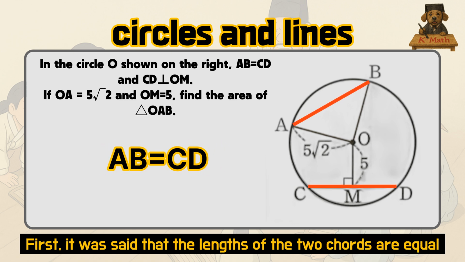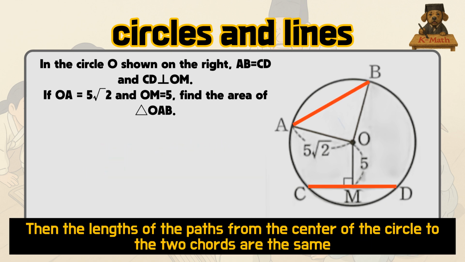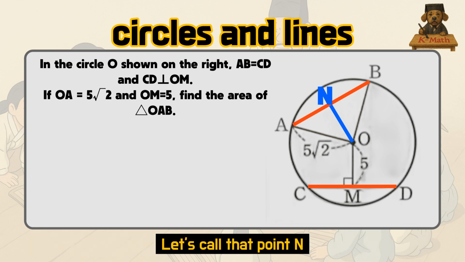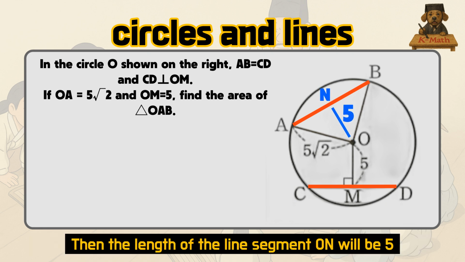First, it was said that the lengths of the two chords are equal. Then the distances from the center of the circle to the two chords are the same. So, drop the perpendicular from point O to line segment AB. Let's call that point N. Then the length of the line segment ON will be 5.